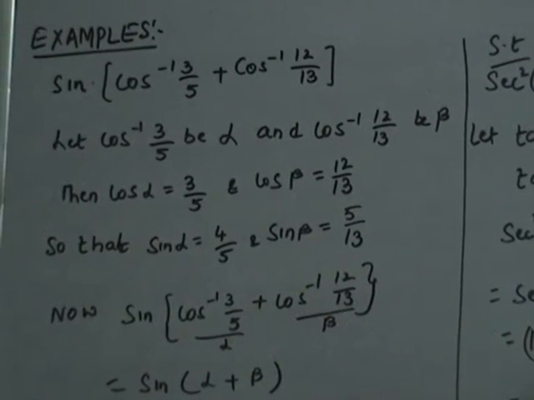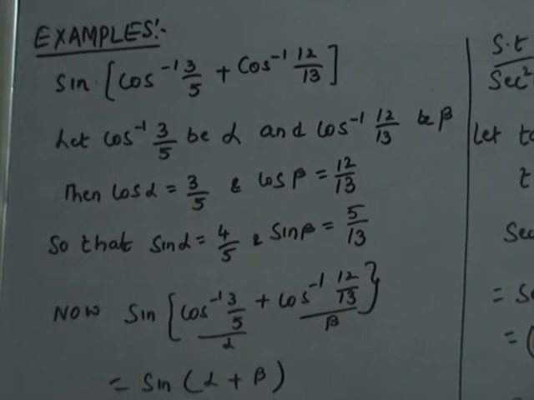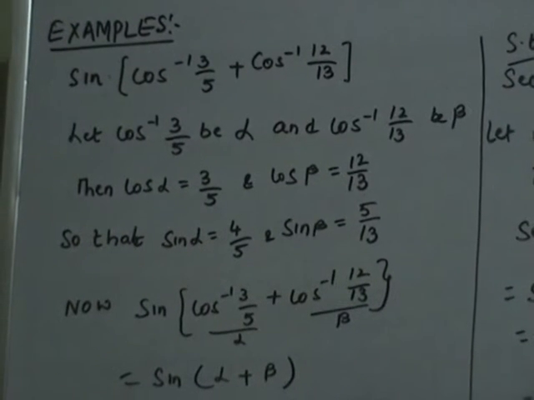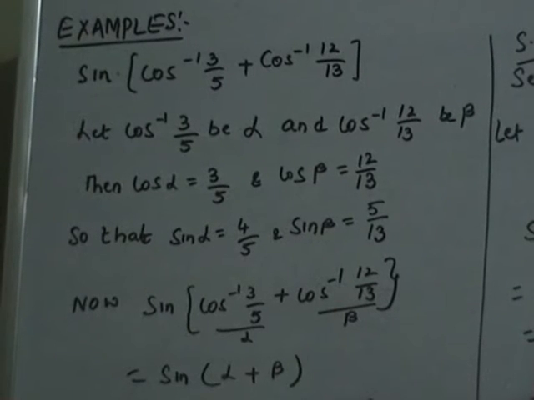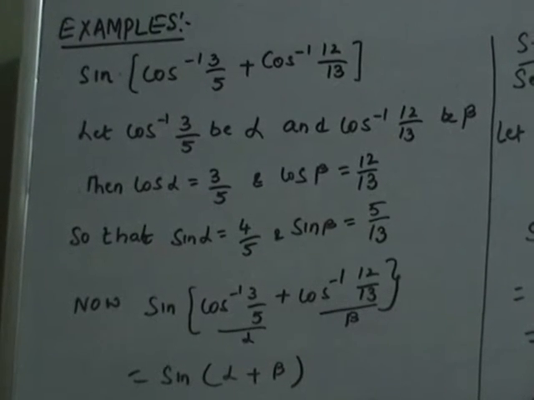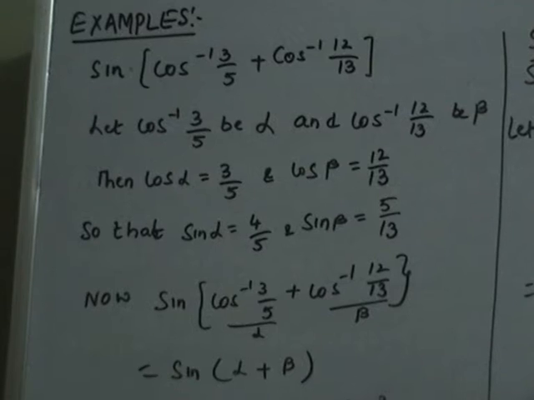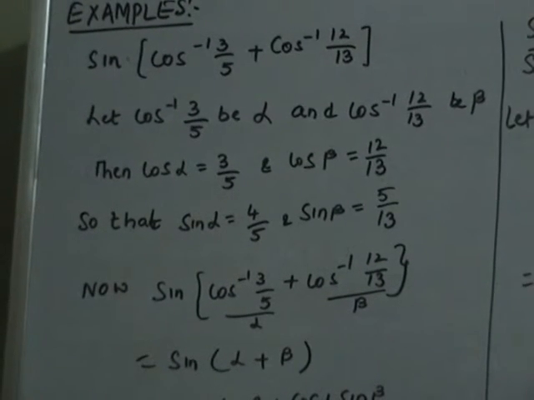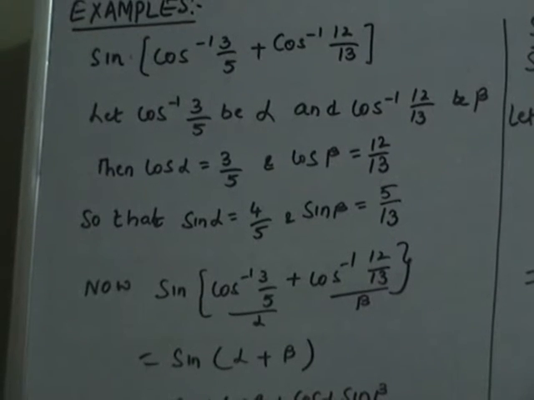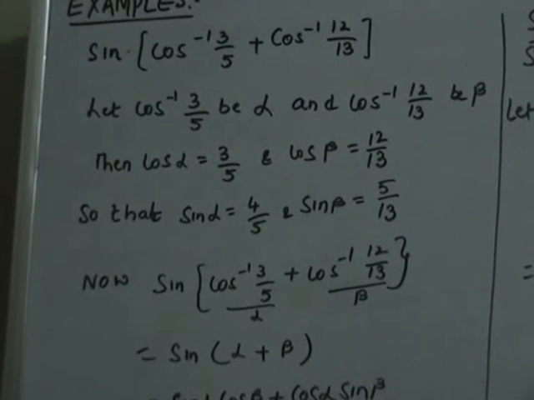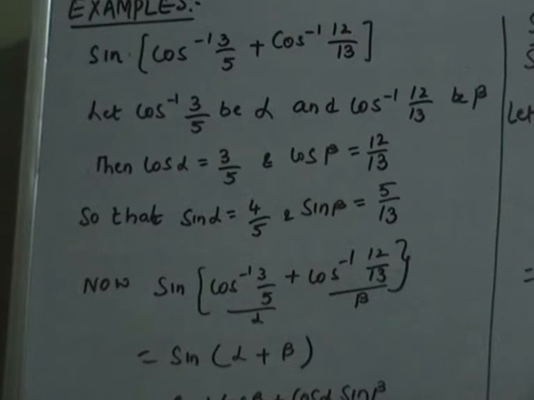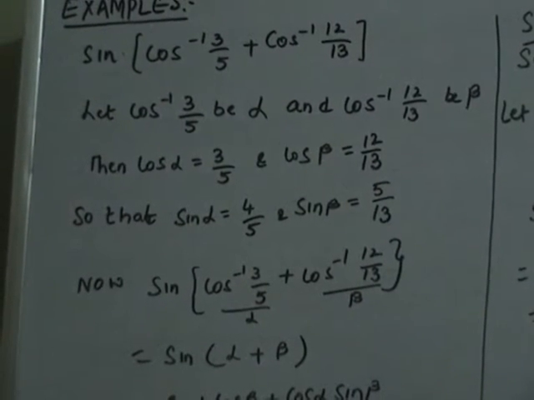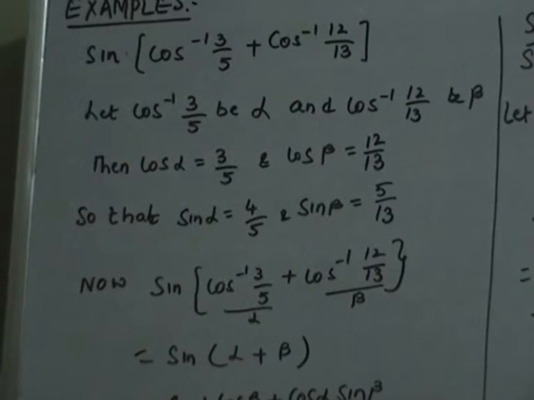Given sin of cos inverse 3 by 5 plus cos inverse 12 by 13, find the value of sin of cos inverse 3 by 5 plus cos inverse 12 by 13. Let cos inverse 3 by 5 be alpha and cos inverse 12 by 13 be beta. Therefore, cos alpha will be 3 by 5 and cos beta will be 12 by 13, so that sin alpha is equal to 4 by 5 and sin beta is 5 by 13.